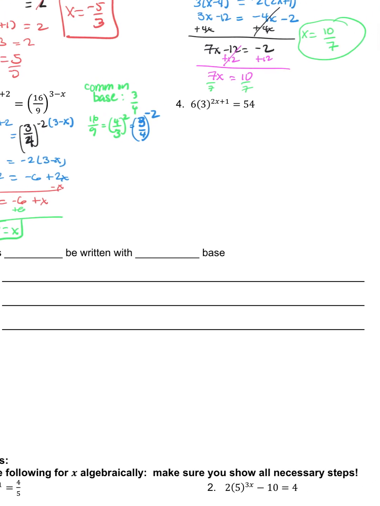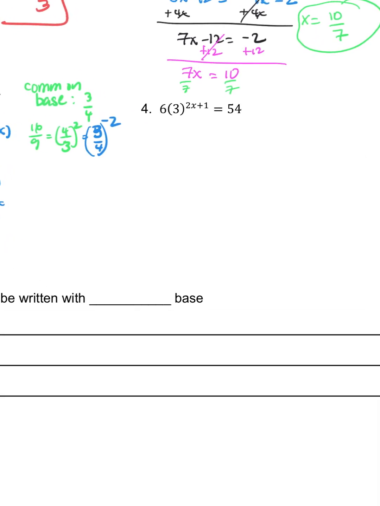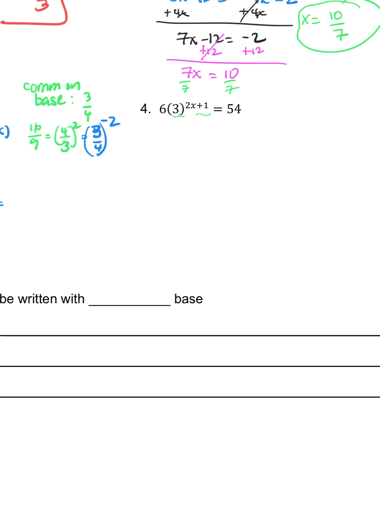Now number 4 is a little bit different. It's not isolated. Every time before, it's always been some base equals with an exponent. This is not isolated, so we have to get it isolated. So this is what we're going to do with step number 1. What we want to do is get that base of 3 by itself. So if it was 6 times x, I need to divide both sides by 6 to get rid of the number in front of the exponent.